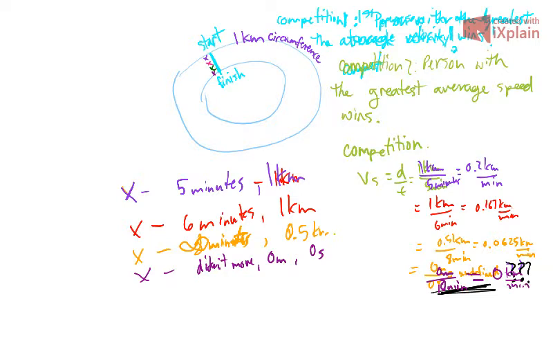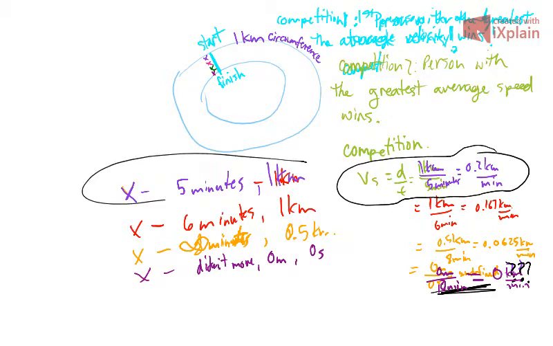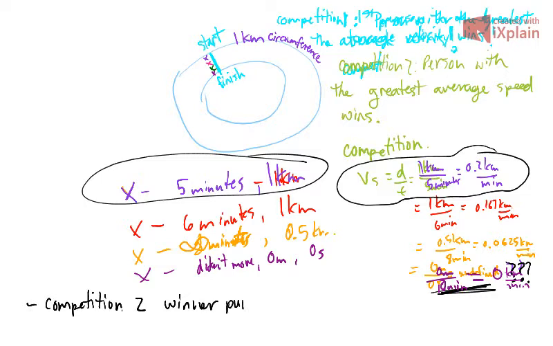All right, so who has the greatest speed? Well, this is pretty straightforward. If we look at all of them, well, 0.2 kilometers per minute, greatest speed, purple wins. So competition 2, winner, purple. Well, that may have been what you expected.